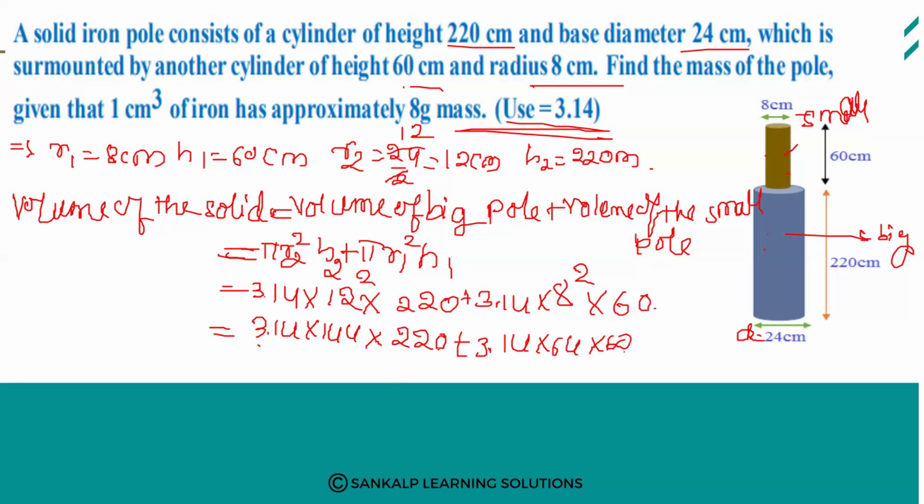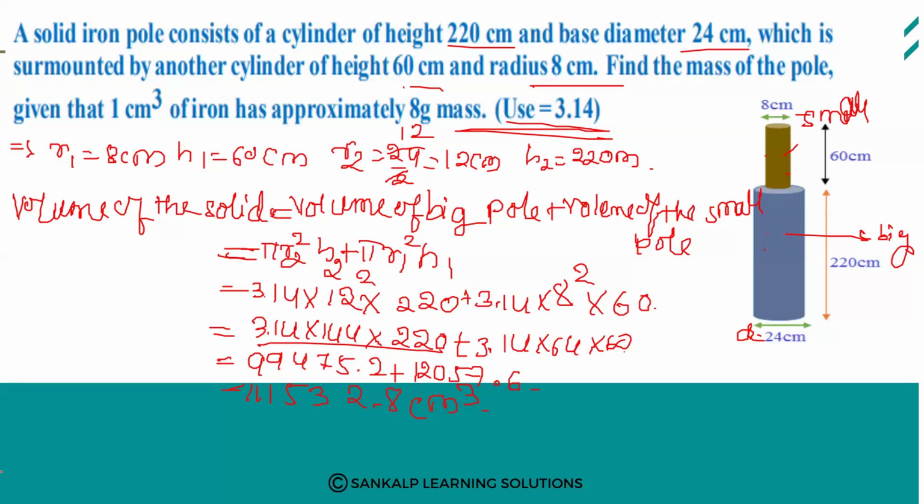So if we multiply all these values, then you will get 99475.2 plus 12057.6. If you add these two values, then it will be 111532.8 centimeter cube. Okay, so what they ask: find the mass of the pole, given that 1 centimeter cube of iron has approximately 8 gram.